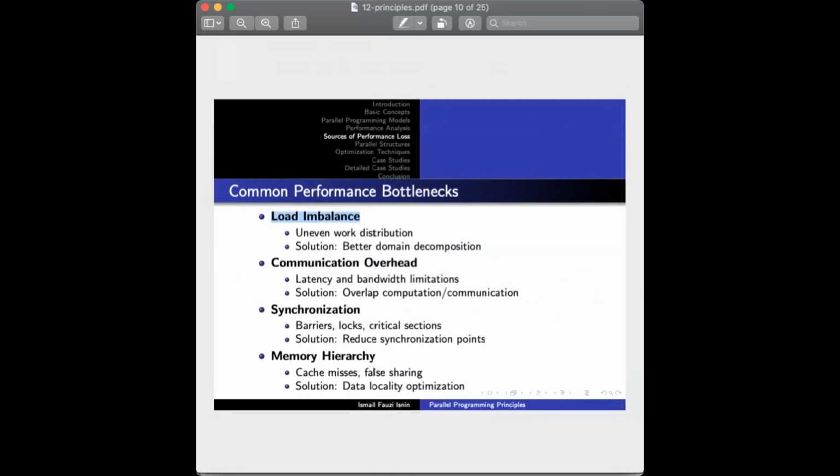Then, memory hierarchy. These losses happen when poor cache usage leads to constant cache misses or false sharing, forcing the CPU to stall while pulling data from slow main memory. The solution requires optimizing data locality to keep calculation tightly aligned with the hardware cache lines.